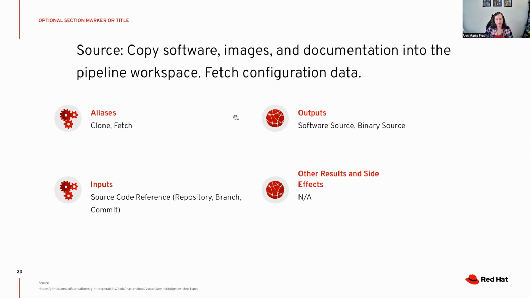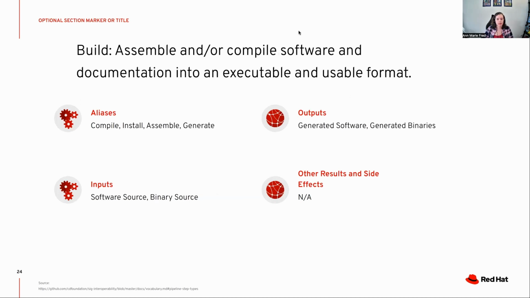In the source step, we're going to copy software images and documentation into the pipeline workspace and also fetch configuration data. So this might be called clone or fetch, and we're going to get our software source and our binary source into our workspace. And we also need a reference to which repository or branch or commit we're going to pull from in the source code management system. In the build step, we will assemble or compile software and documentation into an executable and usable format. And so this is where we get generated software and generated binaries in general.